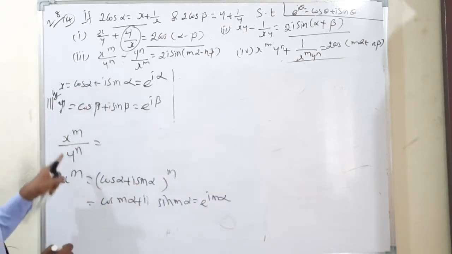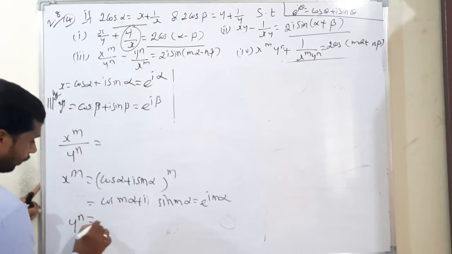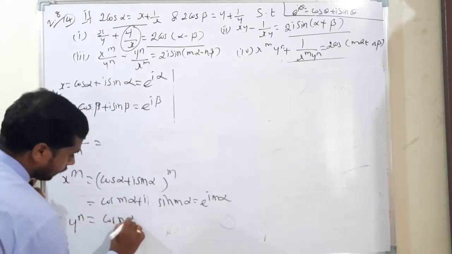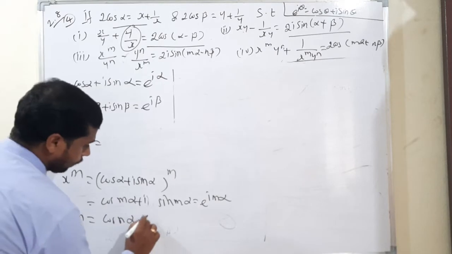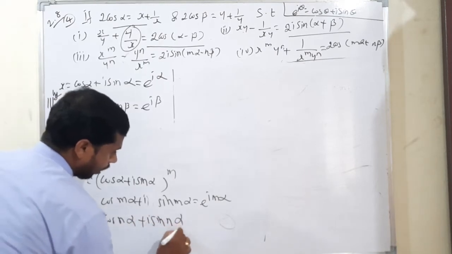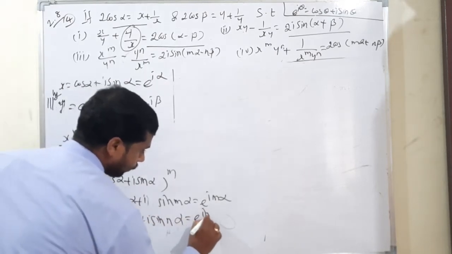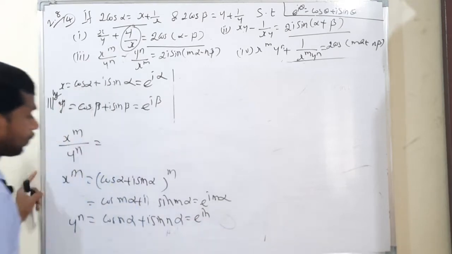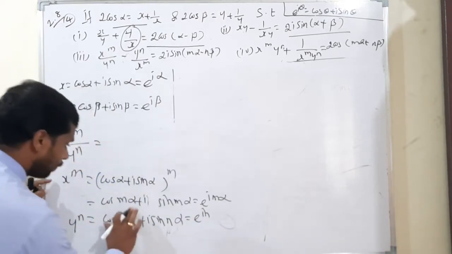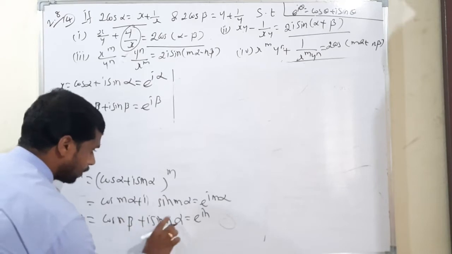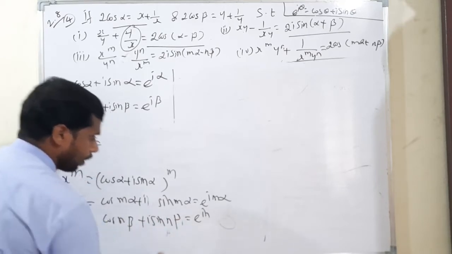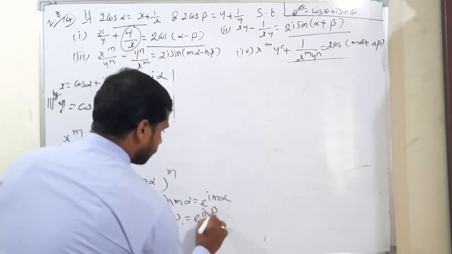Then y^n, isn't it? So y^n means cos n beta + i sin n beta. This is considered as e^(i n beta), since y means beta. This is also beta, so e^(i n beta).